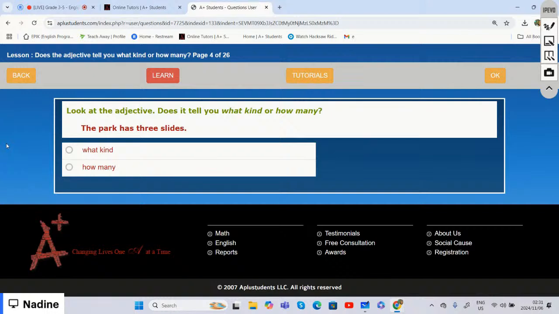The park has three slides. The park has three slides. Does this tell us what kind of park it is or how many parks there are?